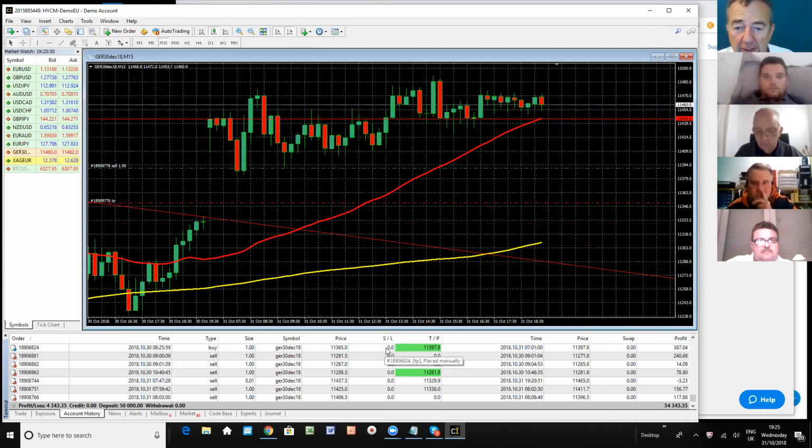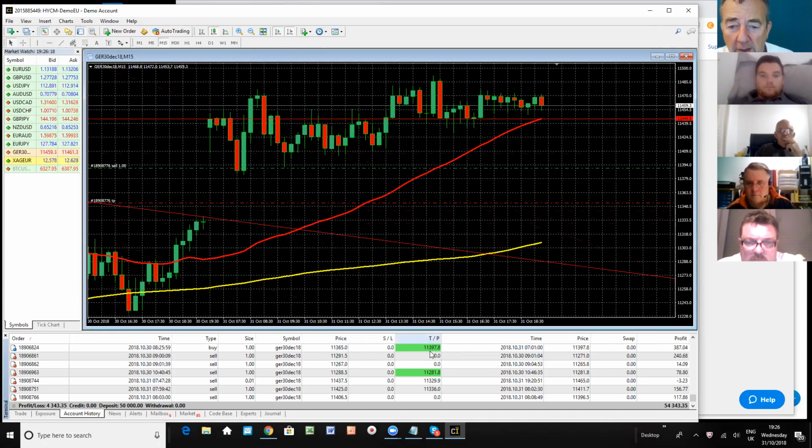Correct. Okay. Now the next column along, T stroke P. Every trade that you set up, you can set it up with what we call a take profit. So if Harry there has purchased or bought the DAX, he's obviously expecting the value of the DAX to appreciate. And if he took it out at 11,365, he's hoping to close it at 11,397. So that's about 32 points. Correct. Which is absolutely brilliant. So on a future session, we'll show you all about take profit and all about stop losses.